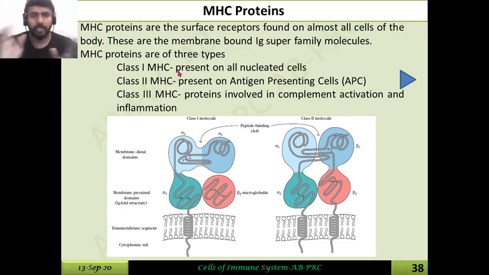So for every cell there will be a class 1 MHC molecule on its surface, but class 2 molecules are present only on specialized cells called antigen presenting cells, or APCs. So class 2 MHC molecules are present only on antigen presenting cells. So what are antigen presenting cells? That we have to see.